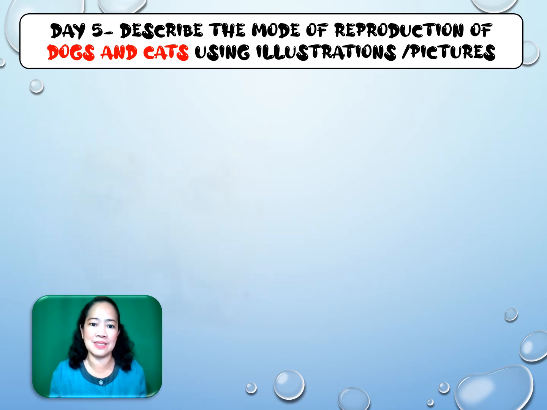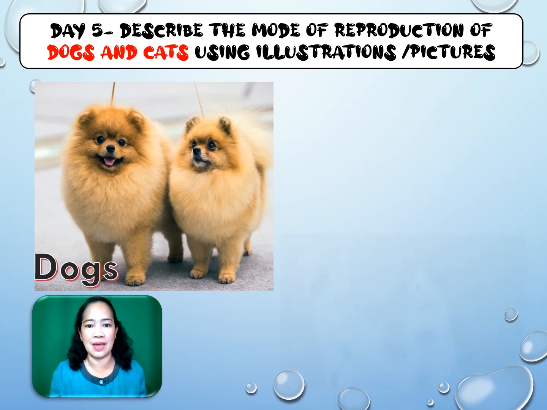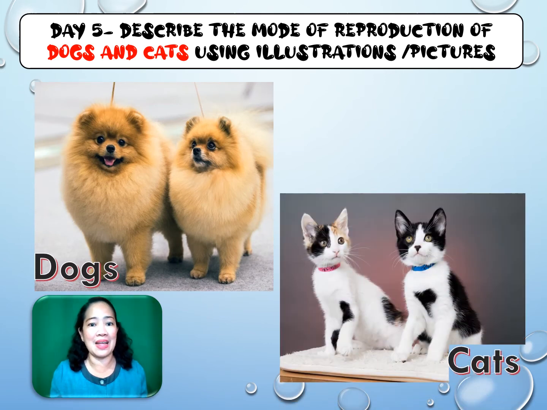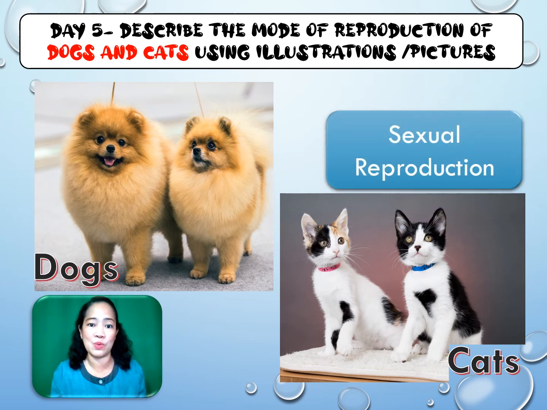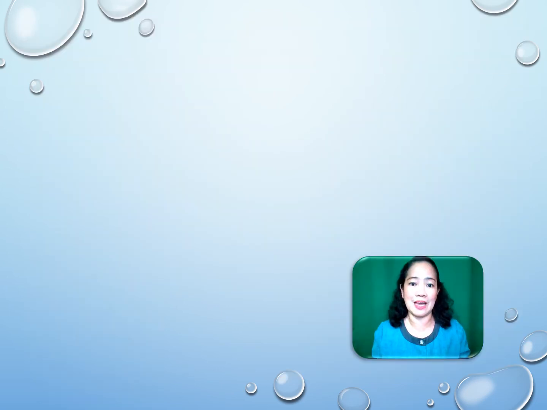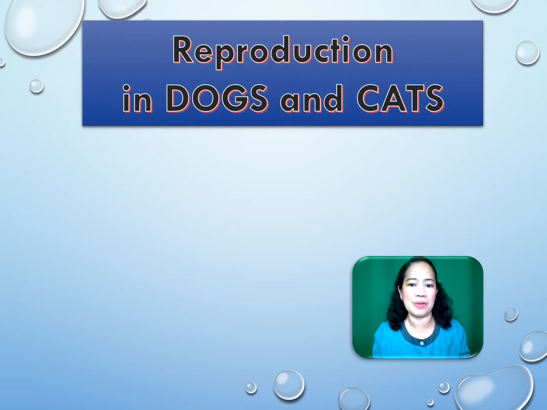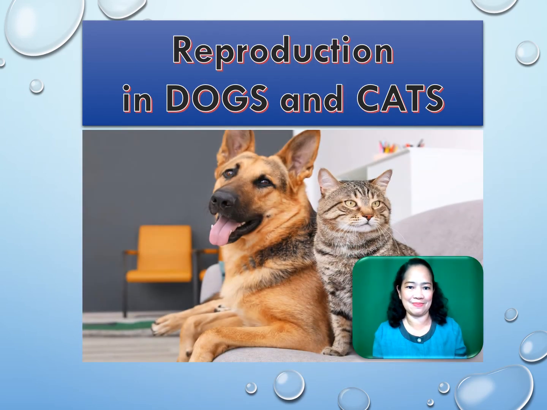What about dogs and cats? The dogs and cats reproduce by the method of sexual reproduction. Today, you will learn about the reproduction in dogs and cats. Maybe you are wondering why we will be talking about their mode of reproduction in the same day. Do you know the reason why? Yes, you get it right. The dogs and cats have the same parts of the reproductive system, both male and female.